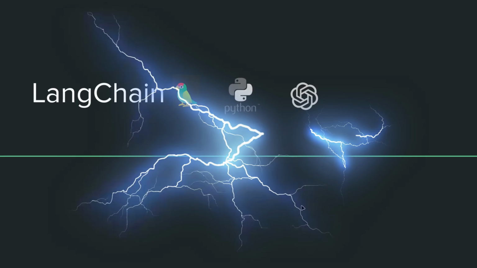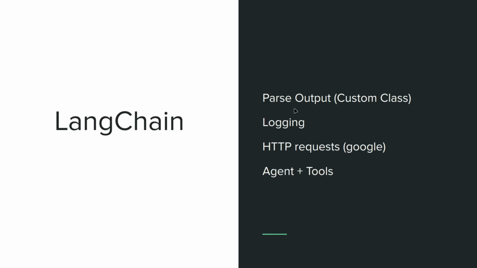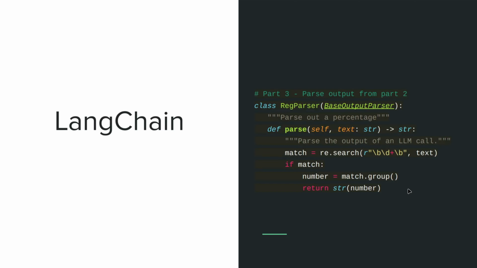Hello everyone, this is a video about using LangChain with financial data, and we'll be looking at the following. We'll be looking at how you can use parse, output, logging, HTTP requests, and how you can use an agent with some tools. And a little preview here, this is what we will be doing: using a custom class to parse some output. So if that's of interest, keep watching.